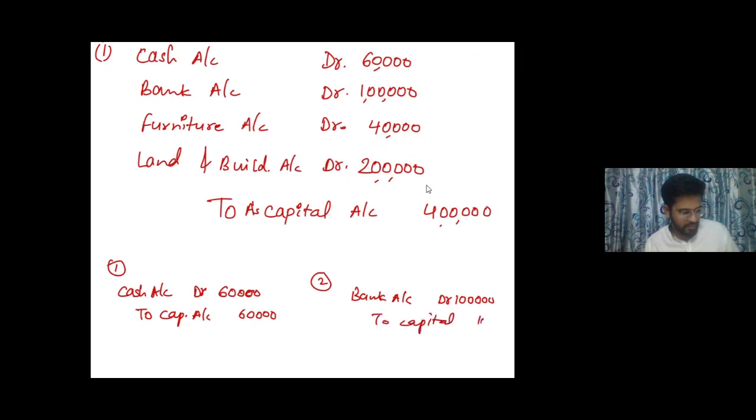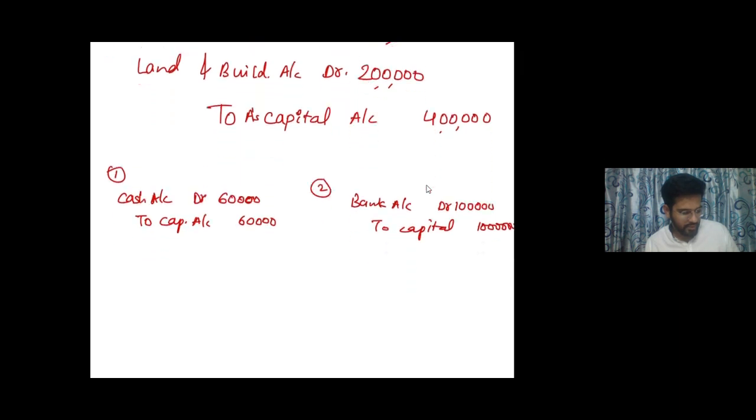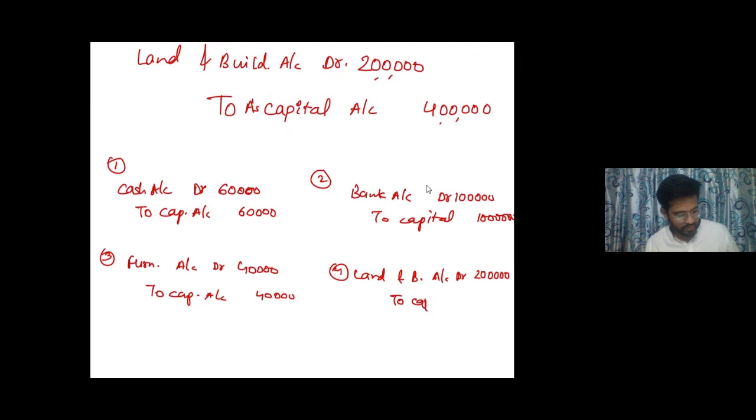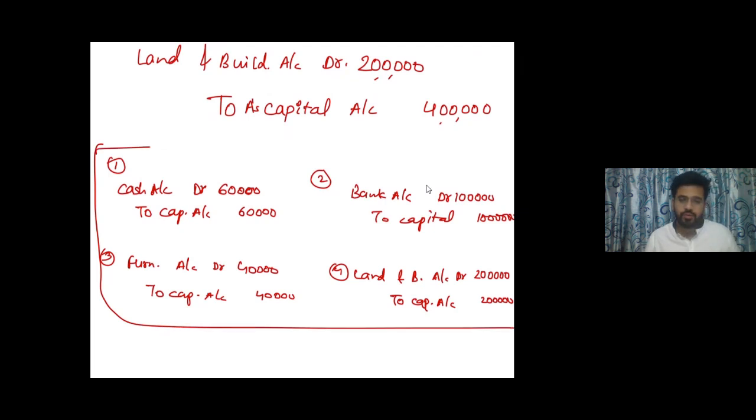Then we have third, furniture has been brought in. So furniture account debited 40,000 to capital account 40,000. And then we have the fourth one, that is land and building account debited with rupees 2 lakhs to capital account 2 lakhs. So these are the two different ways where we can do the entry. But obviously doing all these separately, 1, 2, 3, and 4, is a very tedious task.